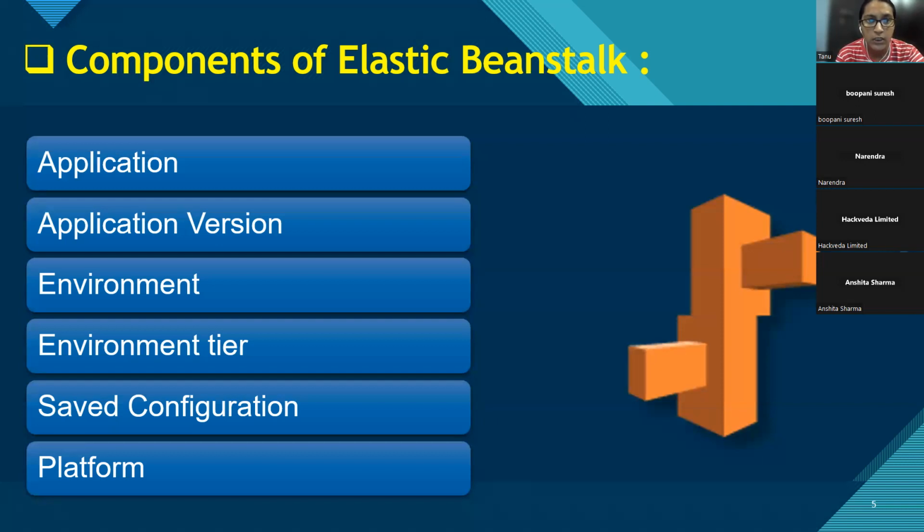The API and the AWS CLI refer to the saved configuration as configuration templates. So now the last is the platform. A platform is a combination of an operating system and programming language runtimes. So we can design and target our web application to our platform. Elastic Beanstalk provides a variety of platforms on which we can build our application. So these are the main components of the Elastic Beanstalk environment in Amazon.